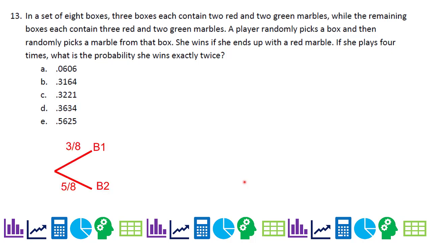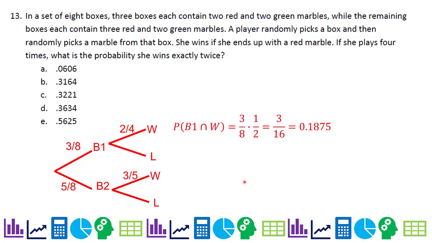First of all, there are 8 boxes, and 3 out of 8 are that first box. I'm calling it box 1, and 5 out of 8 are box 2. In box 1, 2 out of 4 marbles are red. So we have 3/8 and 2/4, and in box 2, 3 out of 5 marbles are red, so they're winners. So then I say, okay, probability of box 1 and winning is 3/8 times 1/2, basically 2/4, which is 3/16.